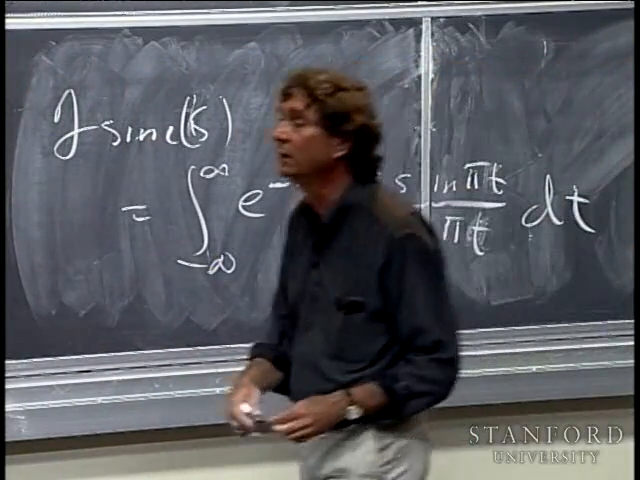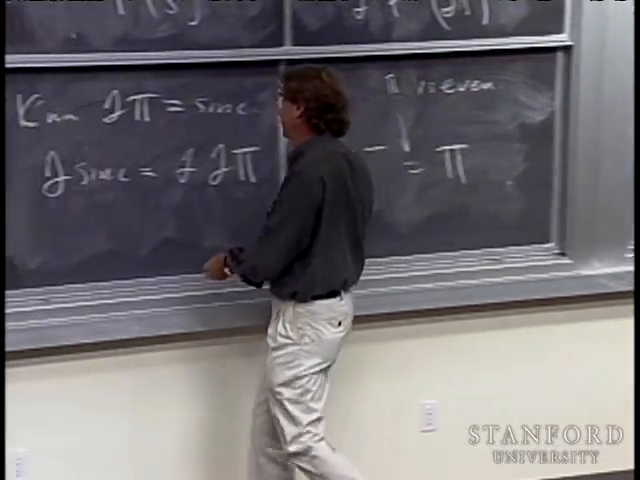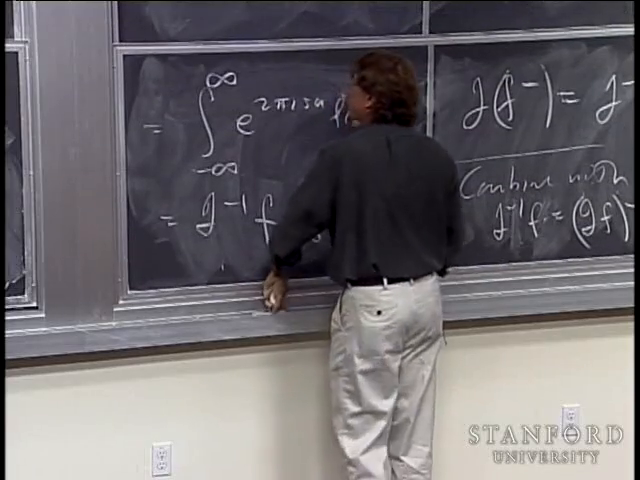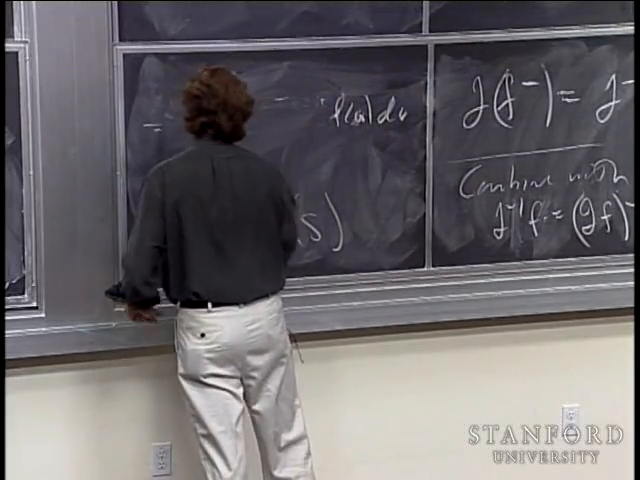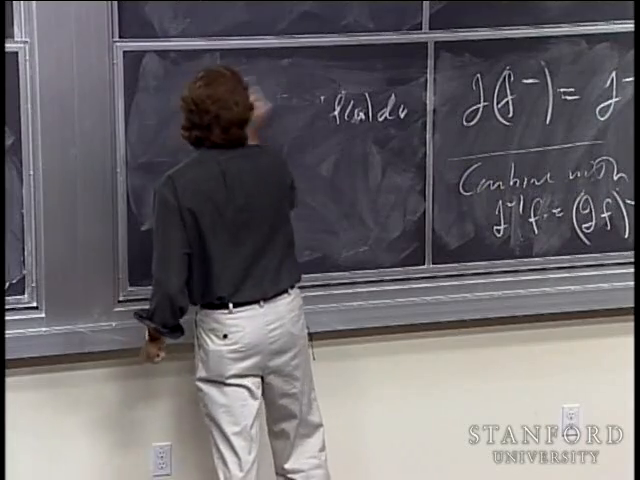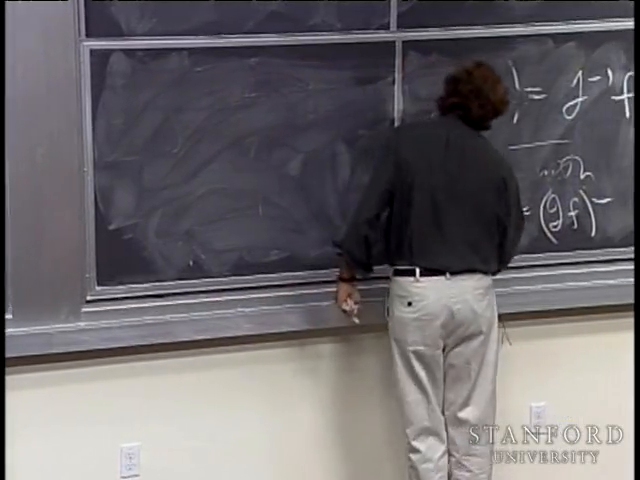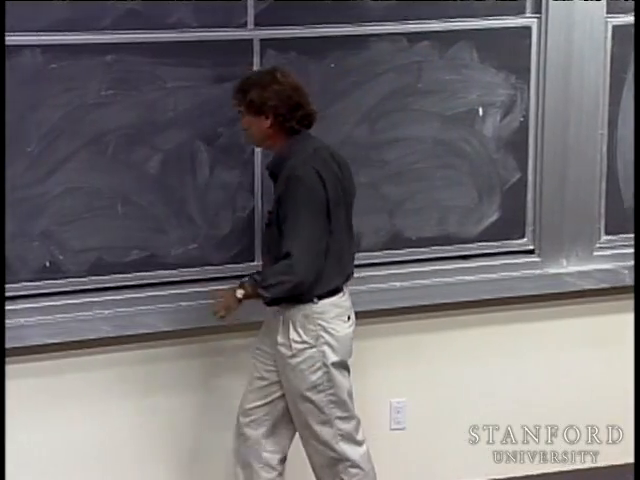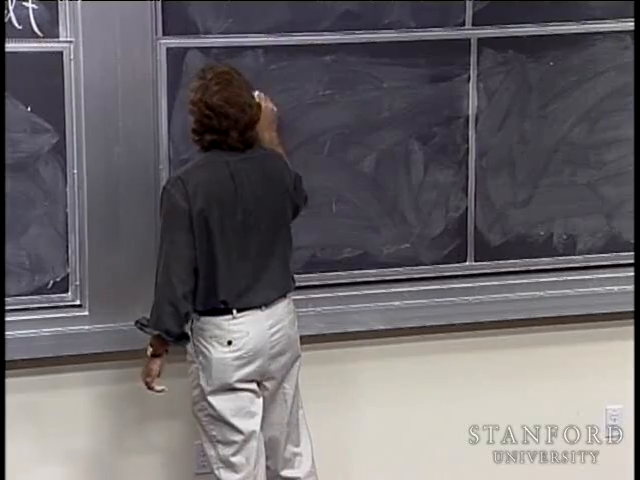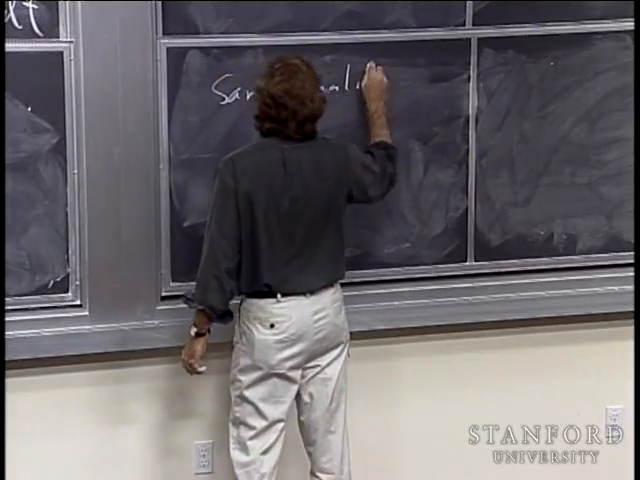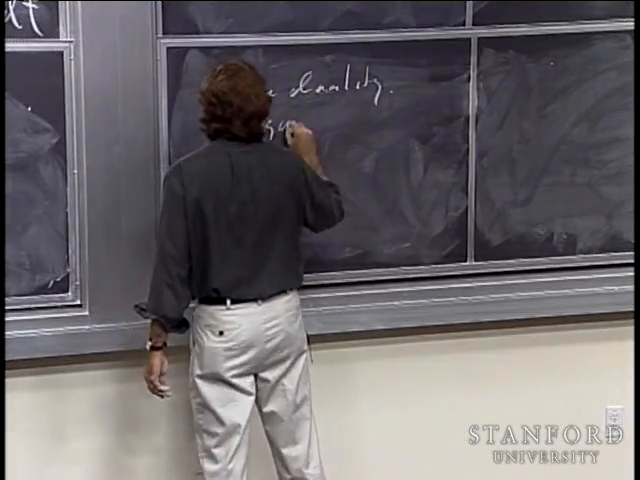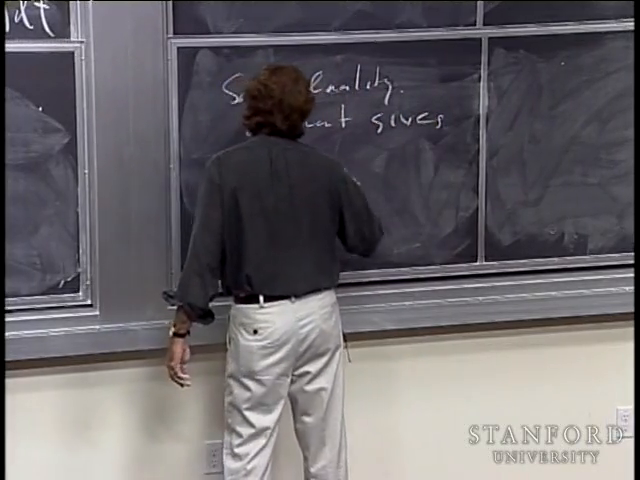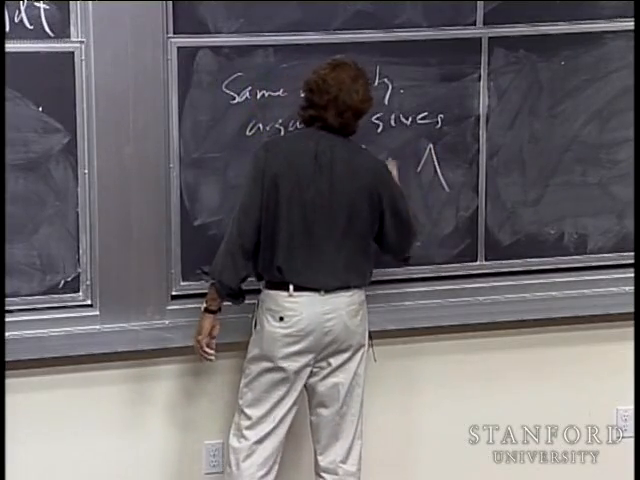And the same sort of argument will give you that the Fourier transform of sinc squared is the triangle function. Same duality argument gives that the Fourier transform of sinc squared is the triangle function.